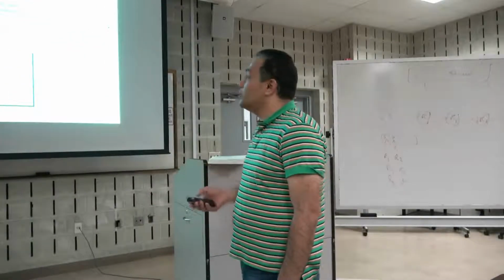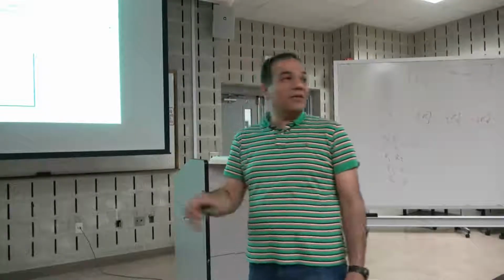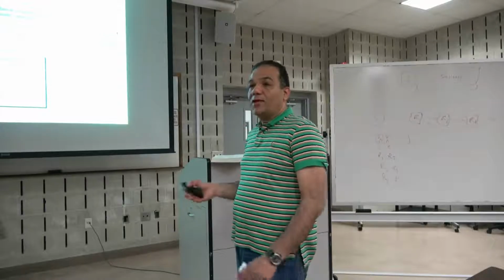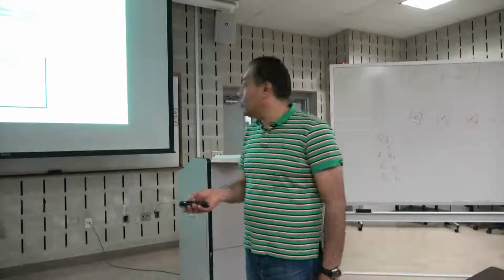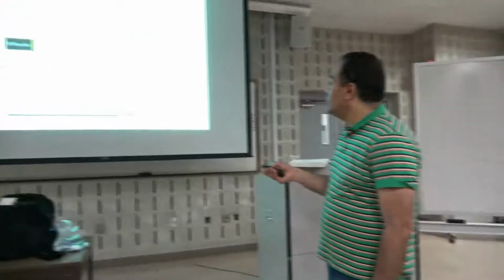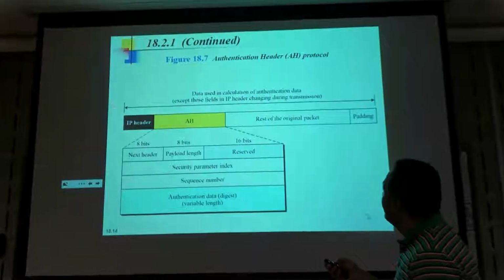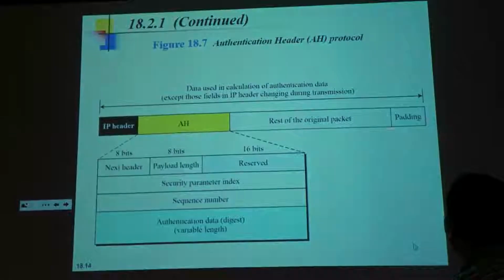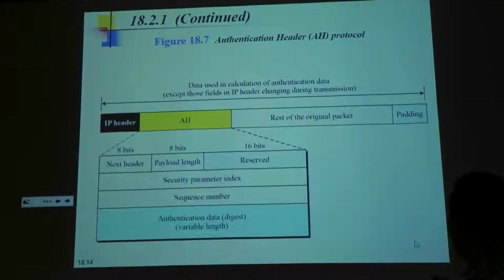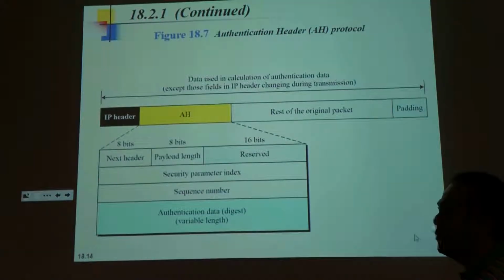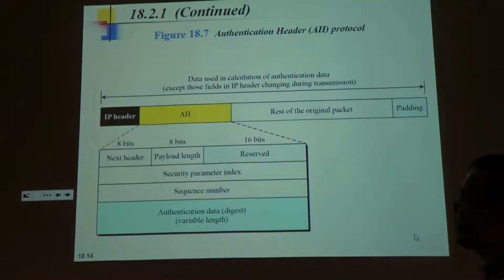And then you have the sequence number. So all the packets will come in sequence for one connection. Why? Because some packets will arrive before the others, so they will be arranged. And then the authentication data, the digest. So what you do, you create a digest for the data from here to here. That's the hash function, and the digest created will be added to here, right?